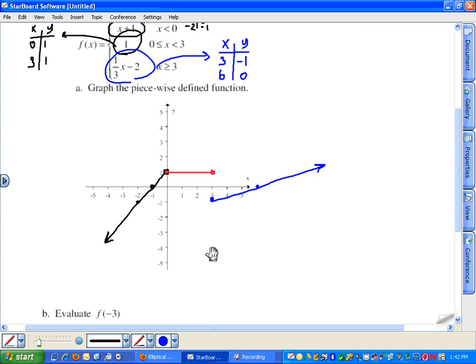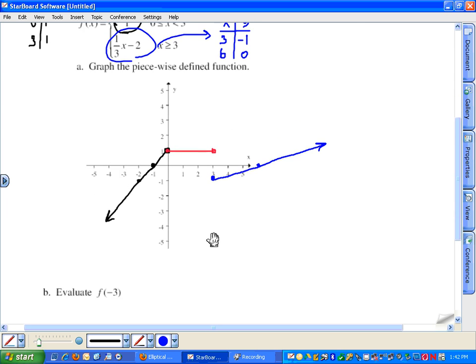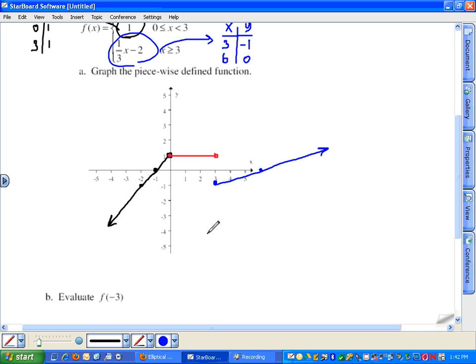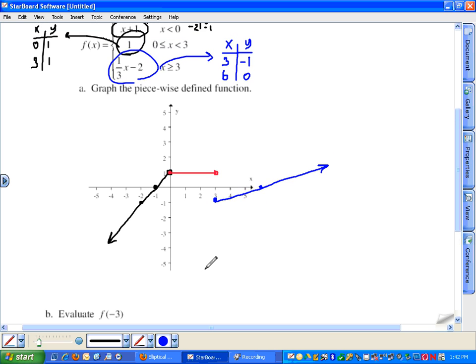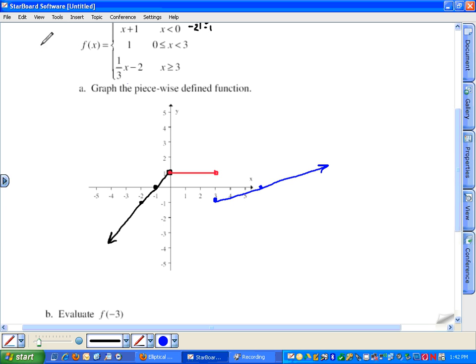Now there's another couple of pieces to this, part B and part C. We need to evaluate the function when x equals negative 3. What I've seen in the past from some students is taking the negative 3 and plugging it into every single piece and getting 3 different outputs. But you need to remember that this represents a function. A function, if you have one input, has to have a single output. One input, one output. If you plug this input into 3 different pieces, you're going to get 3 different outputs, making it not a function.